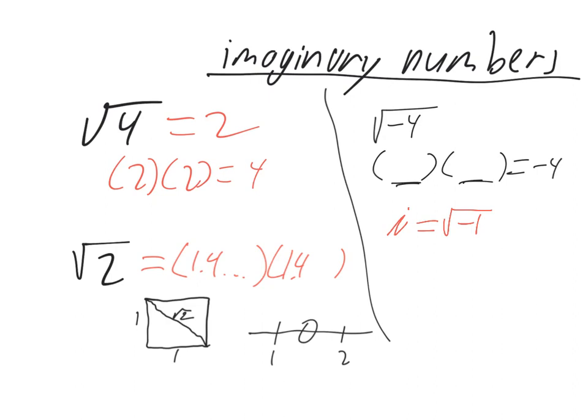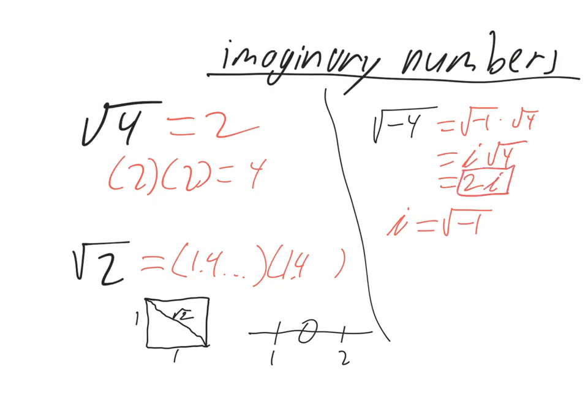So for example, the square root of negative 4 can be thought of as the square root of negative 1 times the square root of 4. And so you would simplify that further. The square root of negative 1 is i, so now it becomes i times the square root of 4. And since the square root of 4 can be simplified to 2, we simply write that as i times 2, or 2i. And so that is how we deal with imaginary numbers.